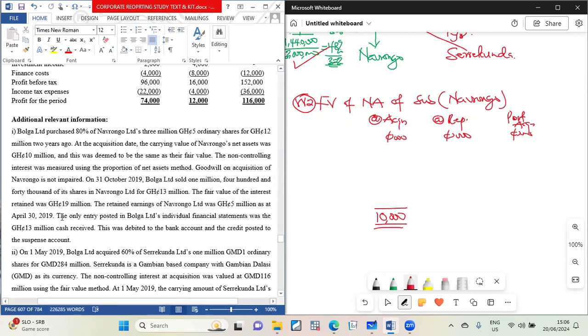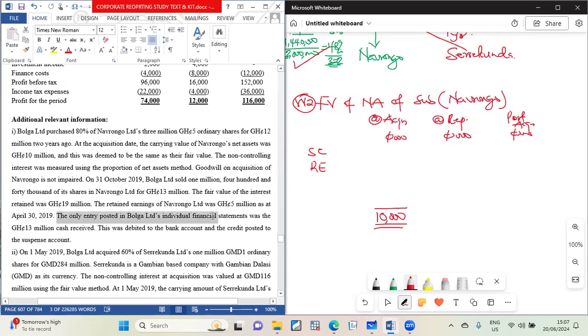And our reporting date is 30th, 2020. It says that the retained earnings of Navrongo was 5 million at this date. So that is the retained earnings on acquisition. Normally we would have done stated capital, wouldn't we? Put the figures here. Then we will need retained earnings, wouldn't we? But it says that the retained earnings at this date is the opening retained earnings, not the acquisition retained earnings.